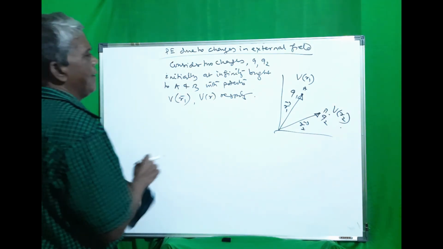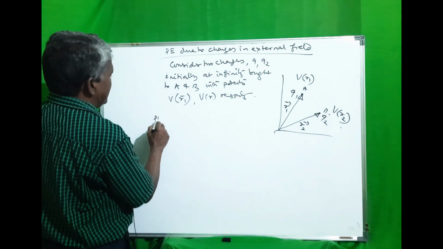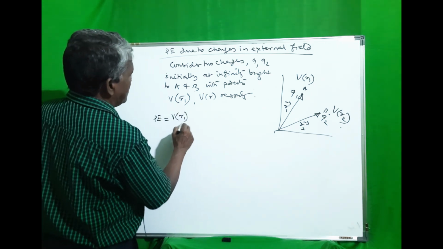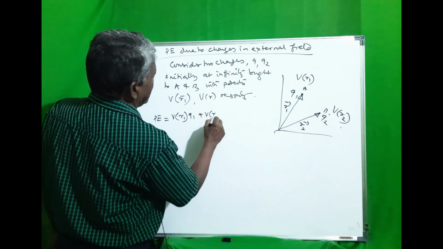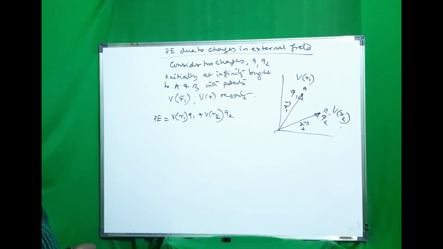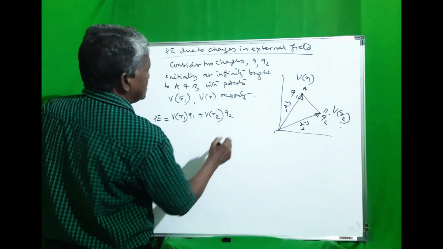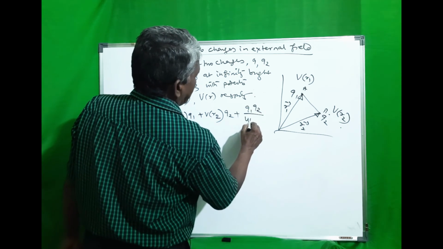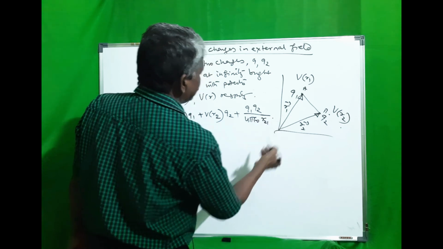Then the potential energy is equal to V(r1) into moving charge Q1 plus V(r2) into moving charge Q2. Also, there is a potential energy between them. This is Q1 Q2 by 4 pi epsilon 0 r21 or r12.